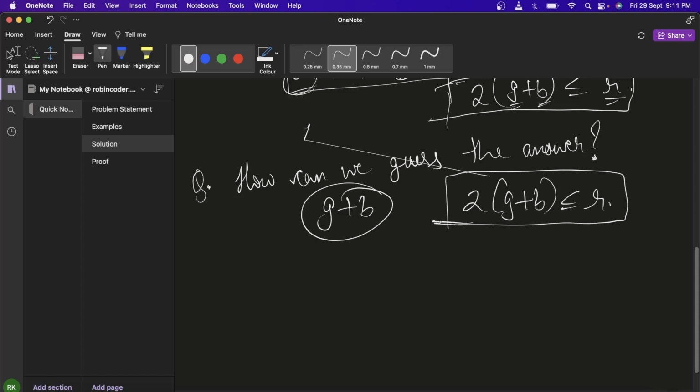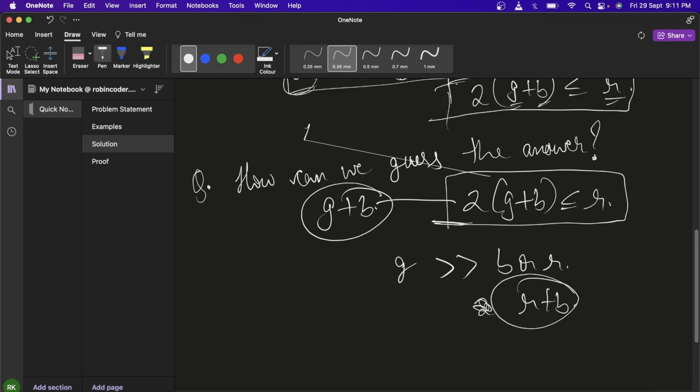Yeah, and the answer can be like, we can sort it out. Let's say G is greater than B or R. In this case, the answer would be 2 R plus B. So this is not just one case. There will be three cases, whether blue balloons are very huge in number, or red balloons are very huge in number, or green balloons are very huge in number.